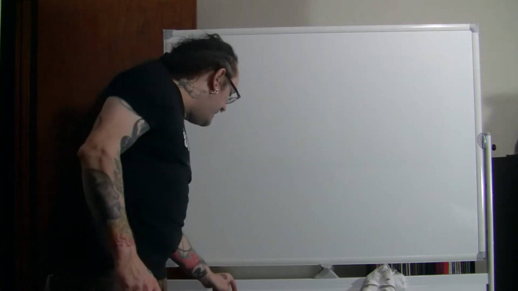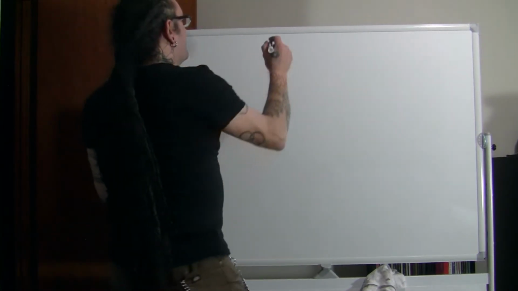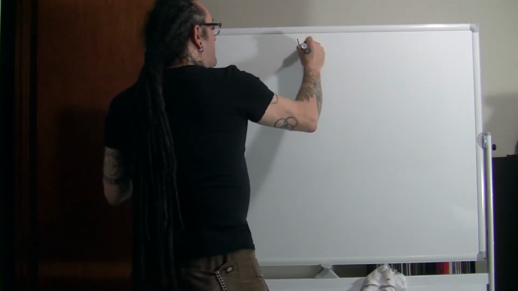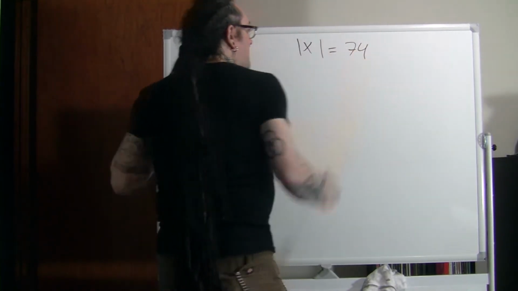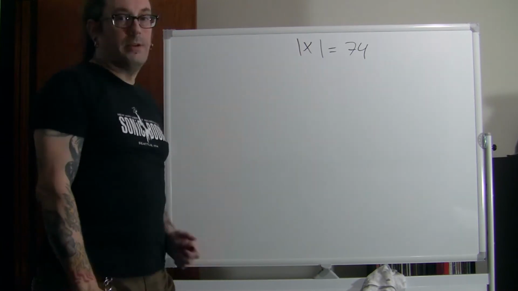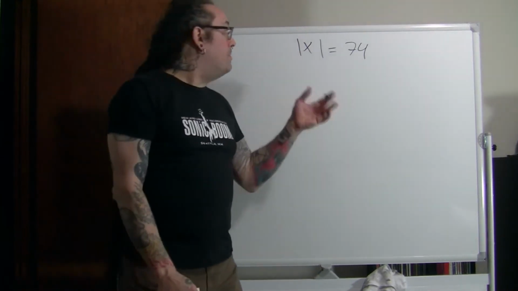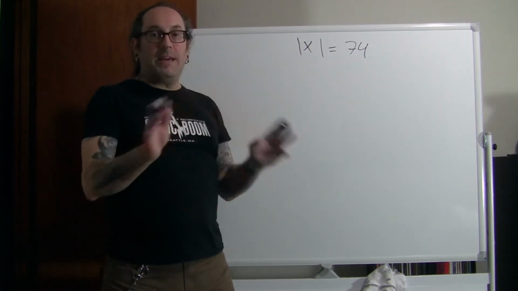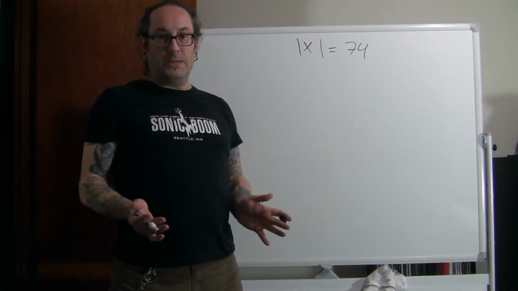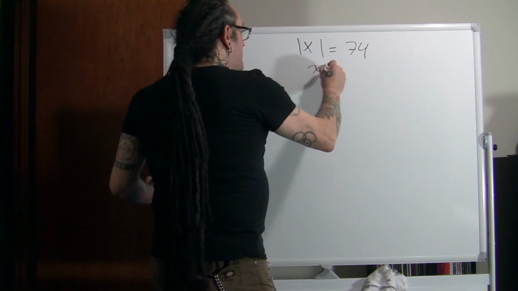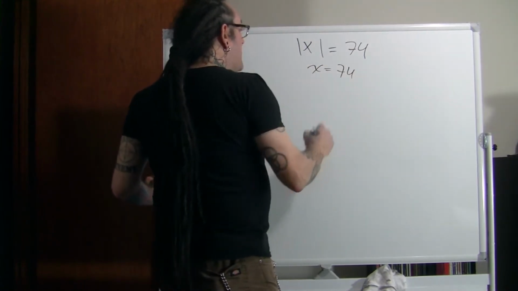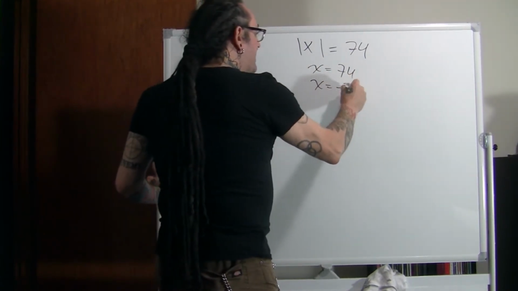One of them is a little tricky, but let's talk about it. Okay, so if I give you an absolute value equation, what would I do here? Well, I know by looking at this, again, just speaking in non-mathematical terms, that this is going to have two answers, right? I know that x can equal 74. I also know that x can equal minus 74, right?